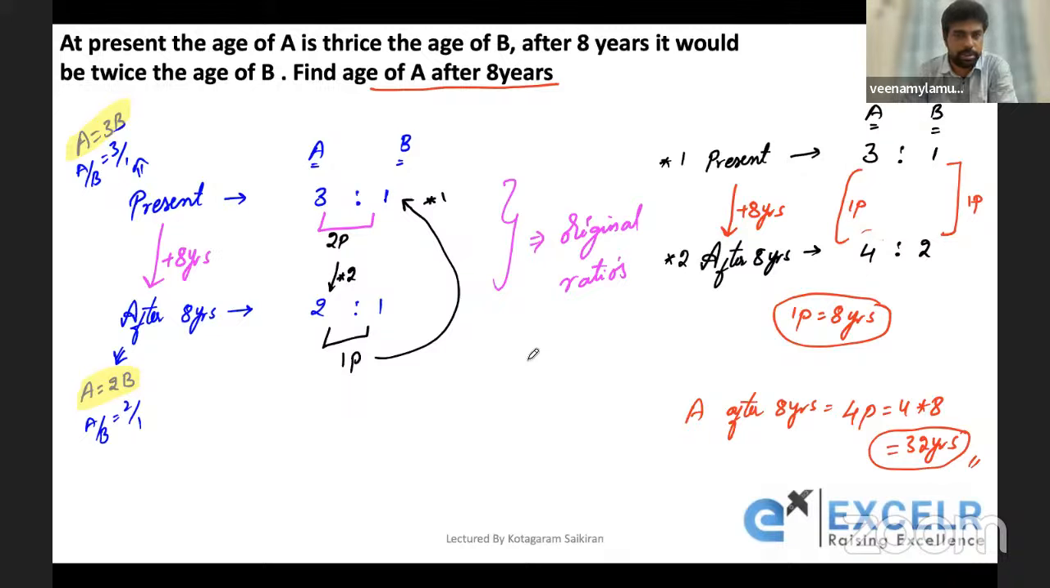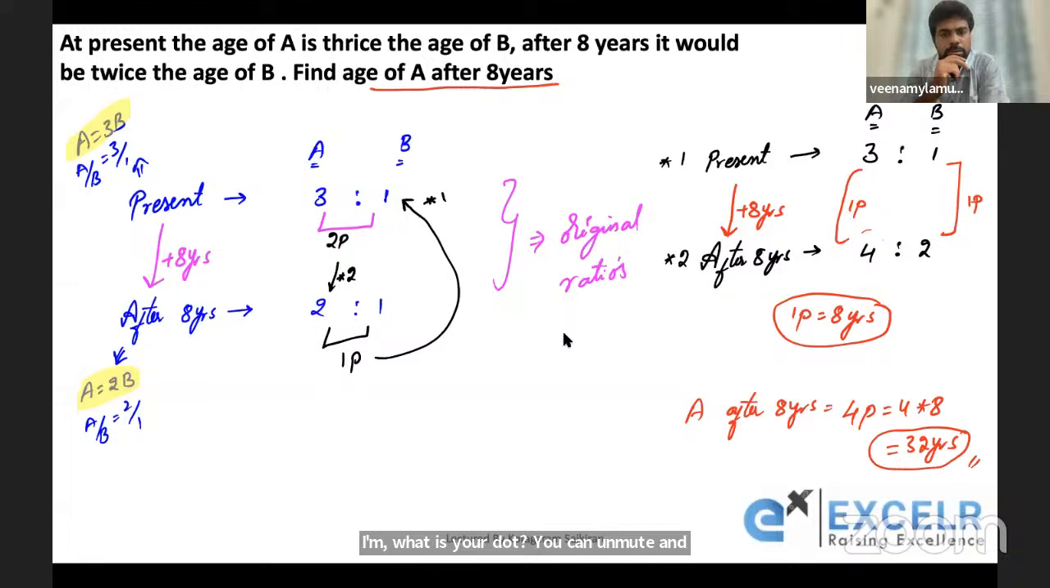$32 years. Is everyone okay with this? Anil, what is your doubt? You can unmute and tell, or else comment and I'll explain.